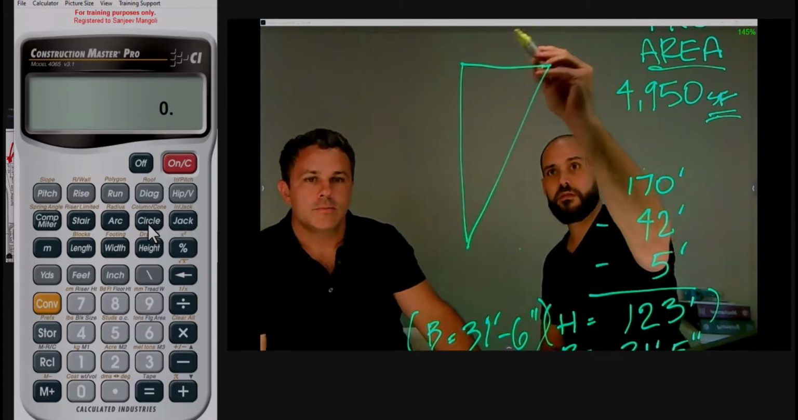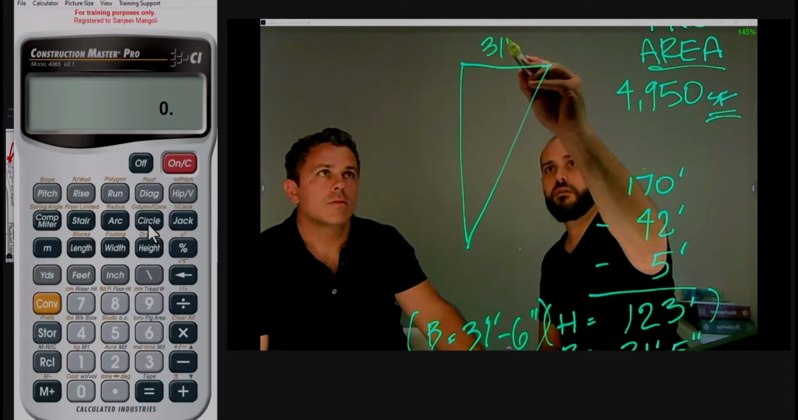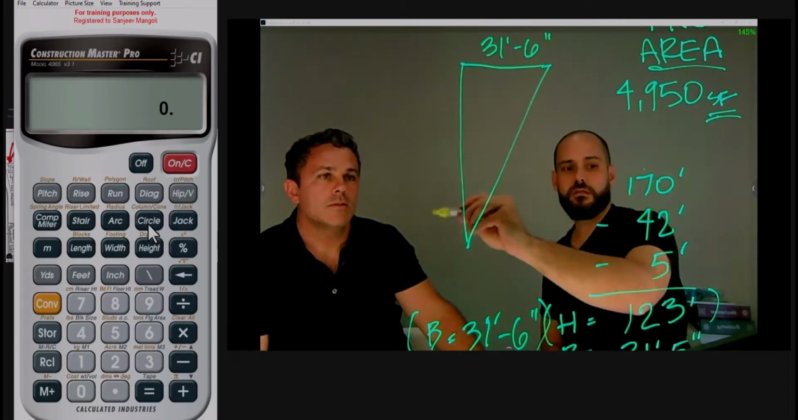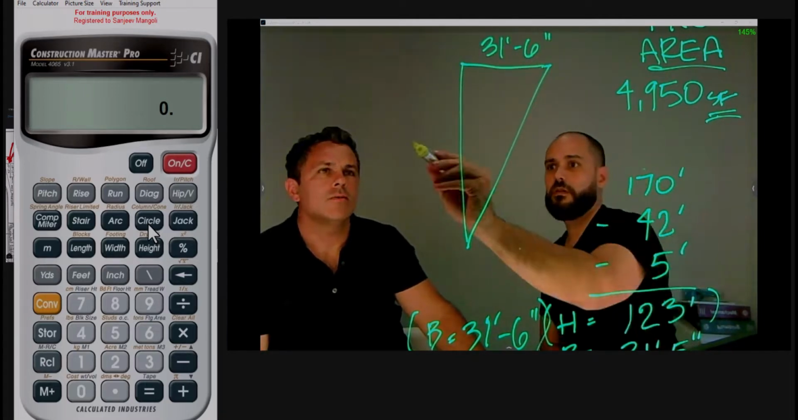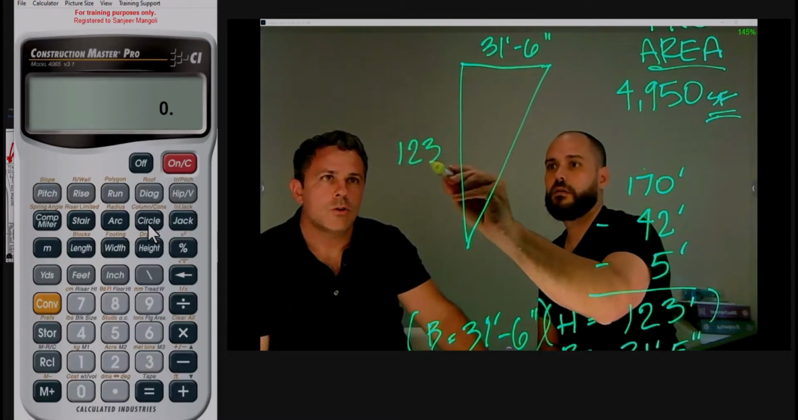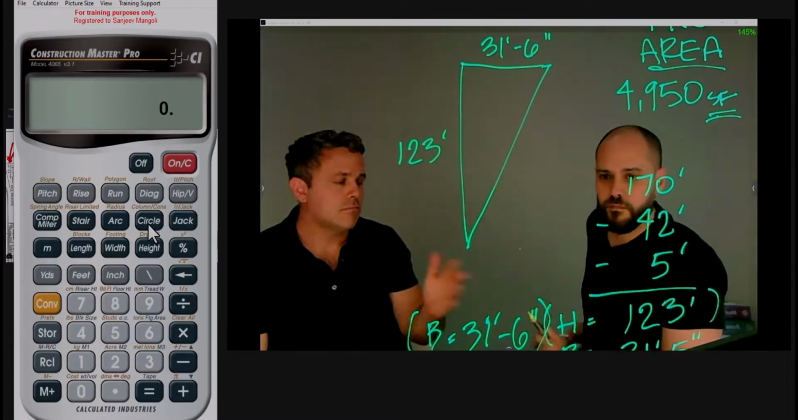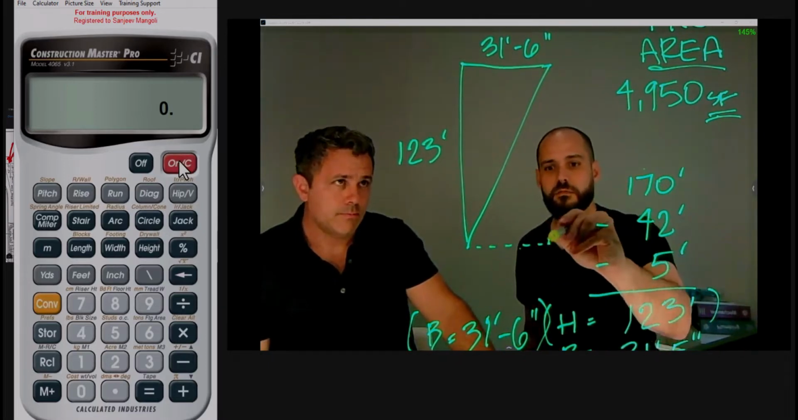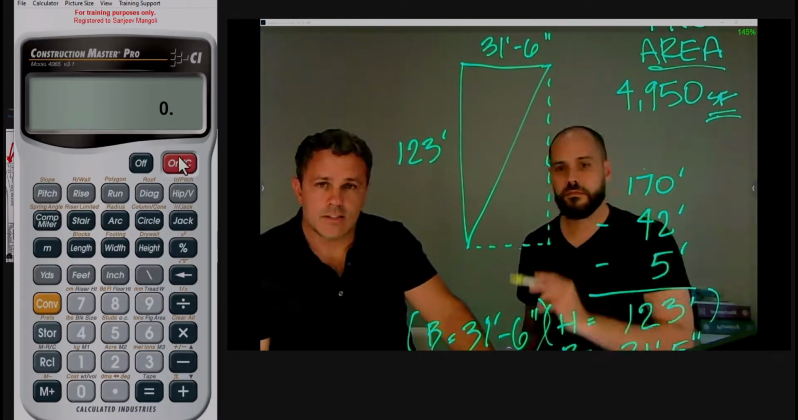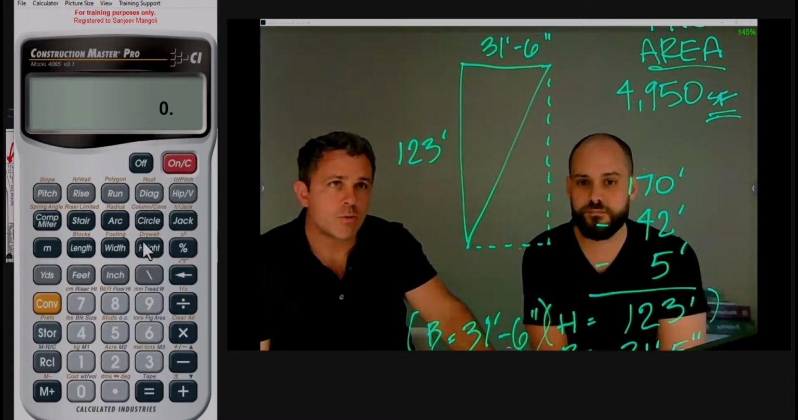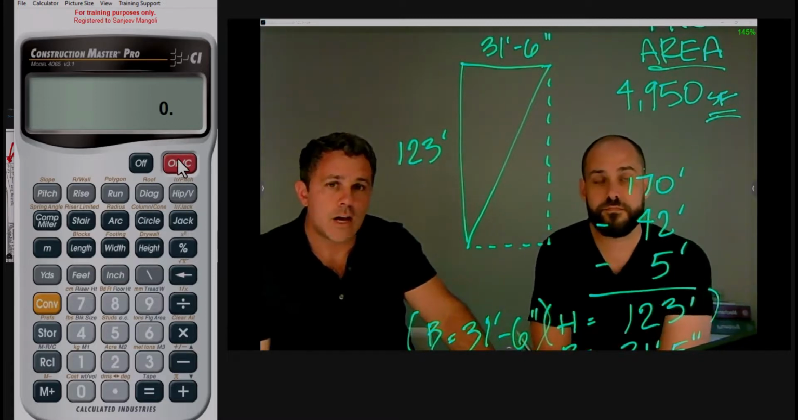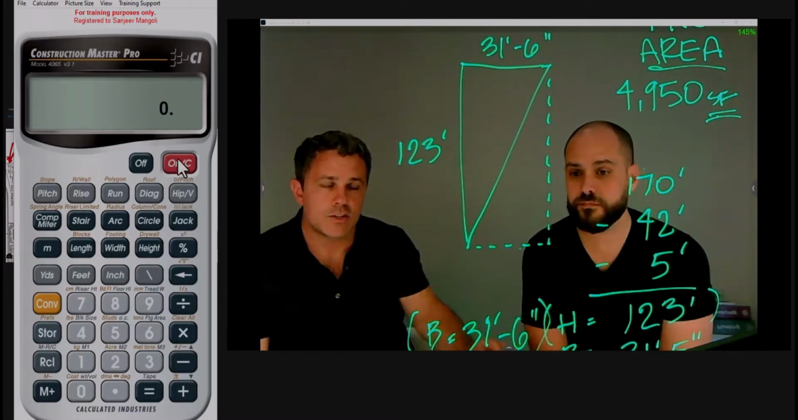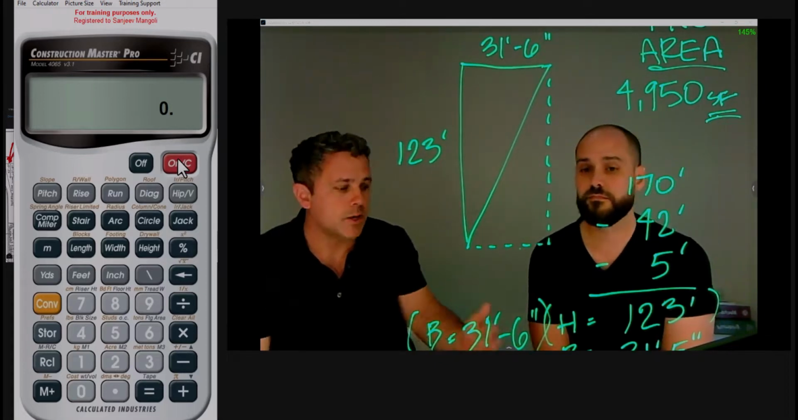Perfect. Okay, so 31 feet, 6 inches. And we ended up with 123, right? Yeah, perfect. So we're going to do base times height divided by 2. Remember, we're going to imagine that as a rectangle. That's exactly right. It doesn't matter which way you do it either. Multiplication is commutative, so it does not matter. You can multiply in either way.